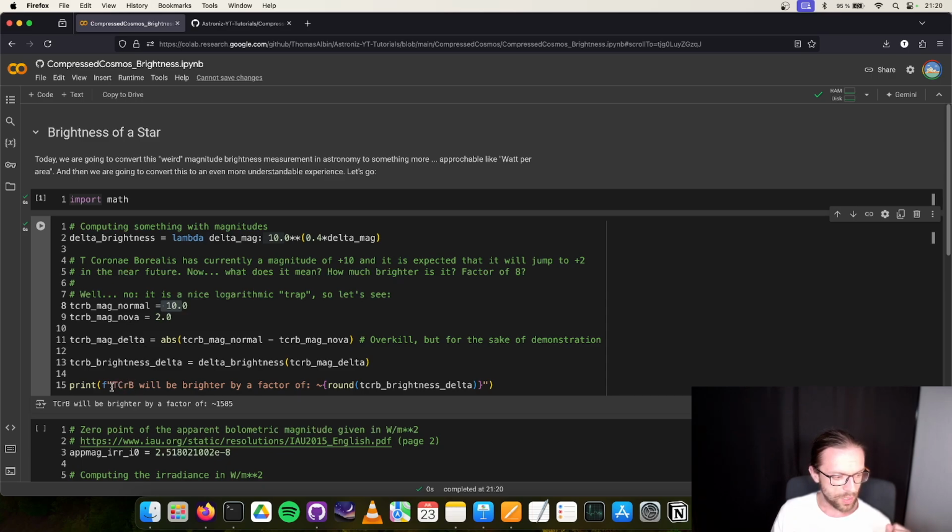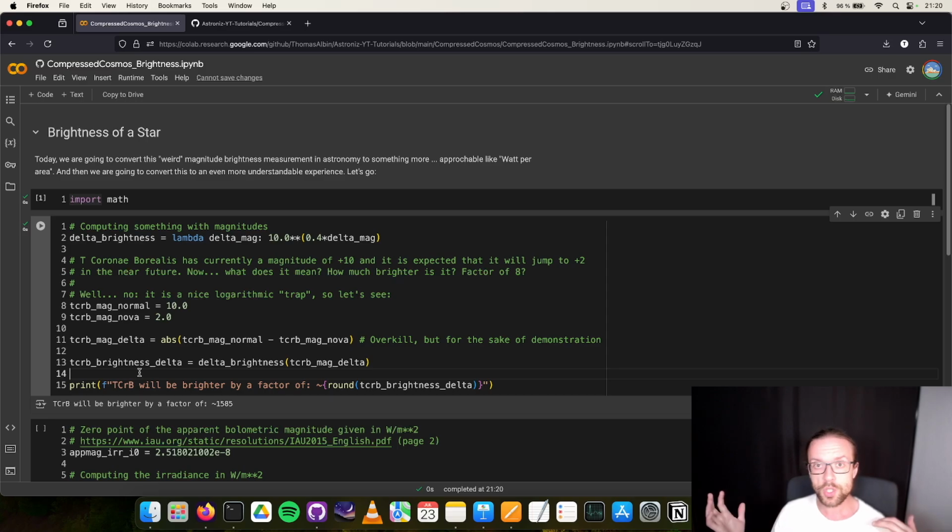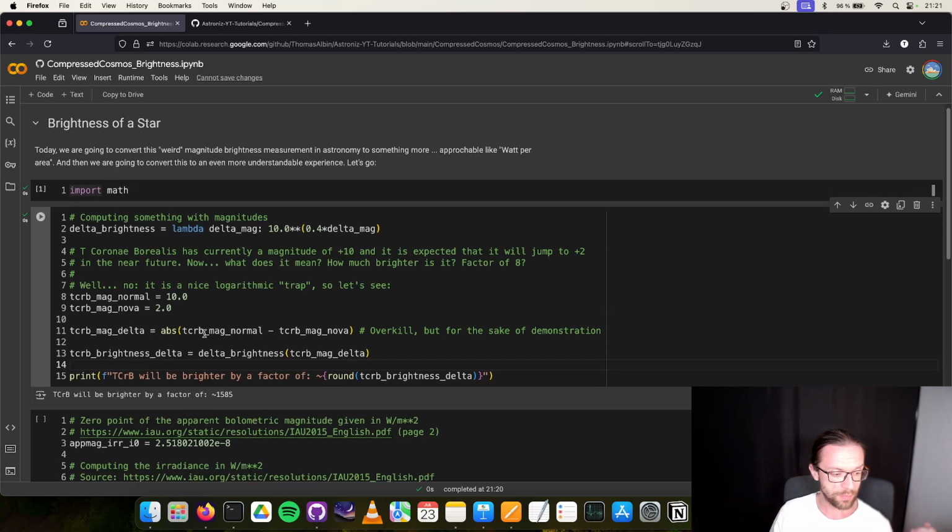Well, our nova of T Corona Borealis will be brighter by a factor of around 1,500 compared to now. So that's pretty bright, I would say. It's very, very bright. And if you consider even other events that were maybe not visible to the human eye, but maybe to some instruments, there are events that are even way brighter compared to the original state. But that's pretty much the number, 1,500.